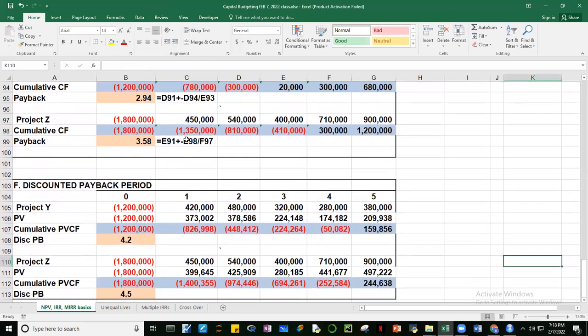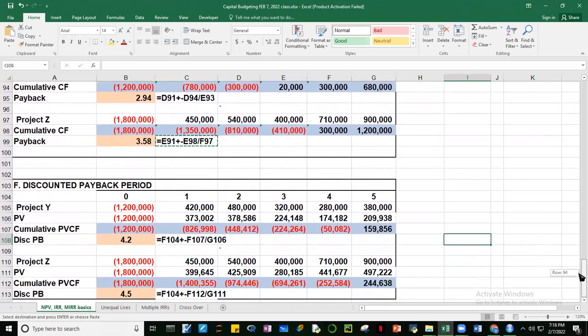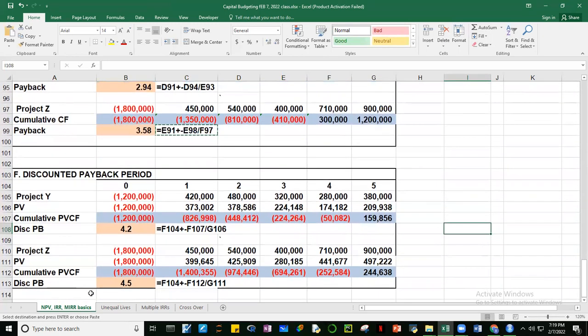Okay, so any questions, guys, with this one? Any questions? Okay, so no questions. All right. So that ends our discussion on Npv, Irr, MIRR, Payback, Profitability Index, Discounted Payback. No? Okay, let's now go to Unequal Lines.